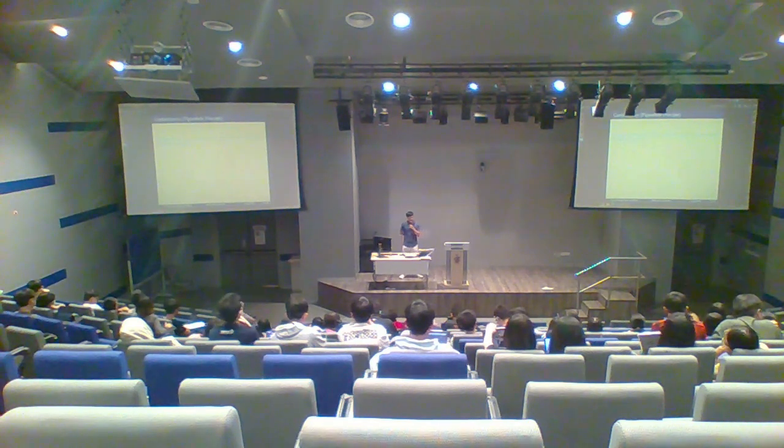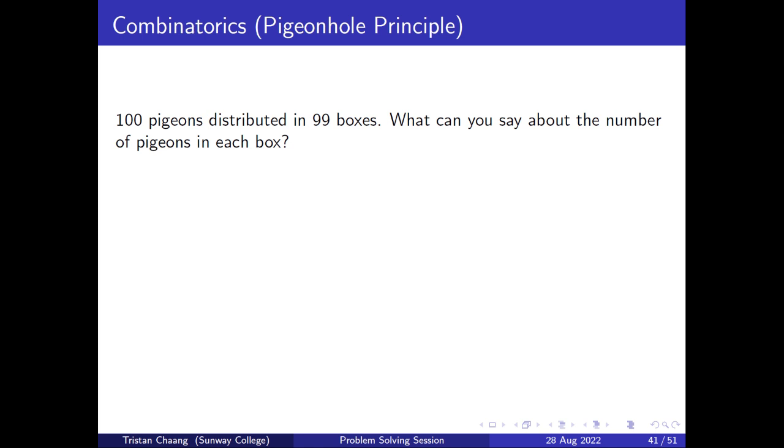So let's look at the pigeonhole principle. I should have said pigeonhole instead of boxes, but 100 pigeons distributed in 99 boxes is a bit cruel, but the namesake itself is from pigeonholes. So let's say 100 pigeons are distributed in 99 pigeonholes. What can you say about the number of pigeons in each pigeonhole? There are 99 pigeonholes only, but in total you have 100 pigeons. What can you say?